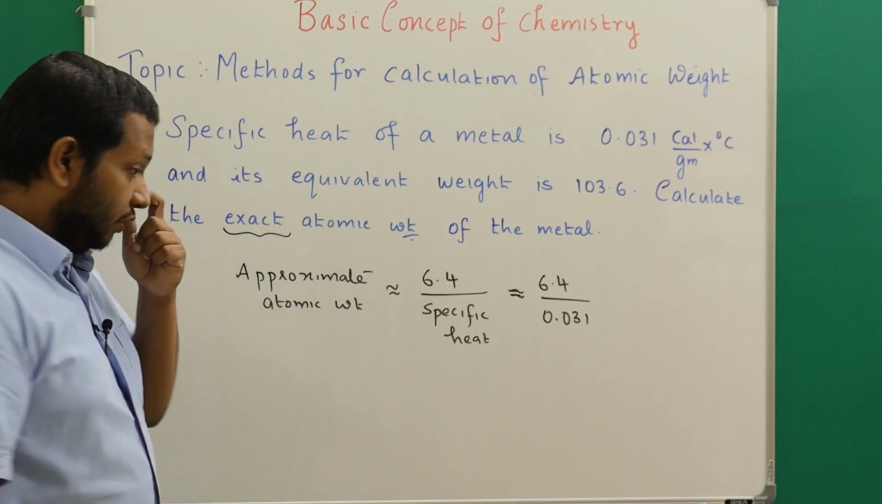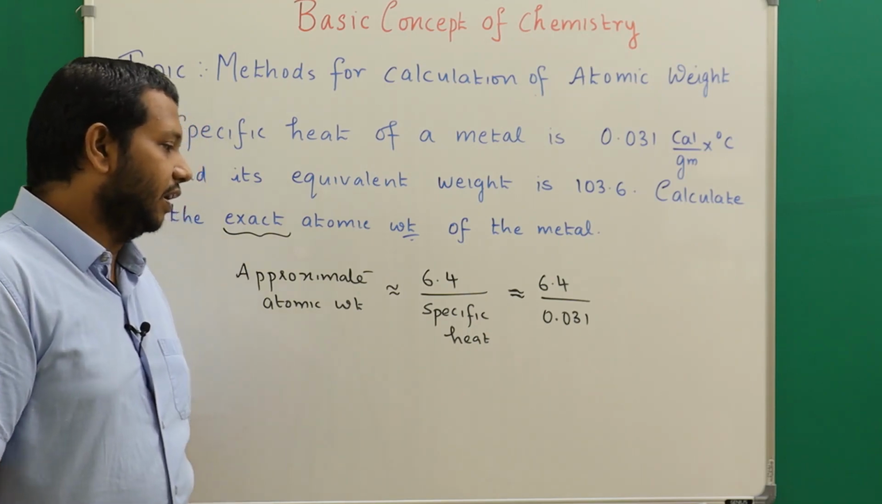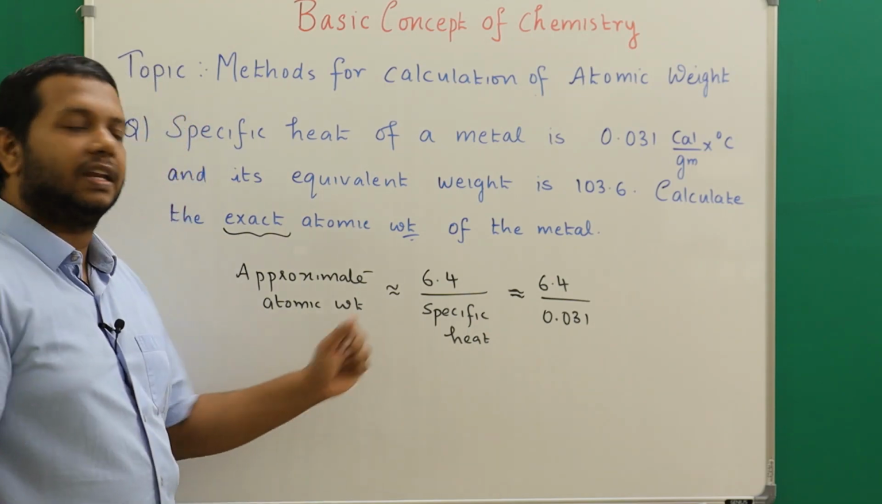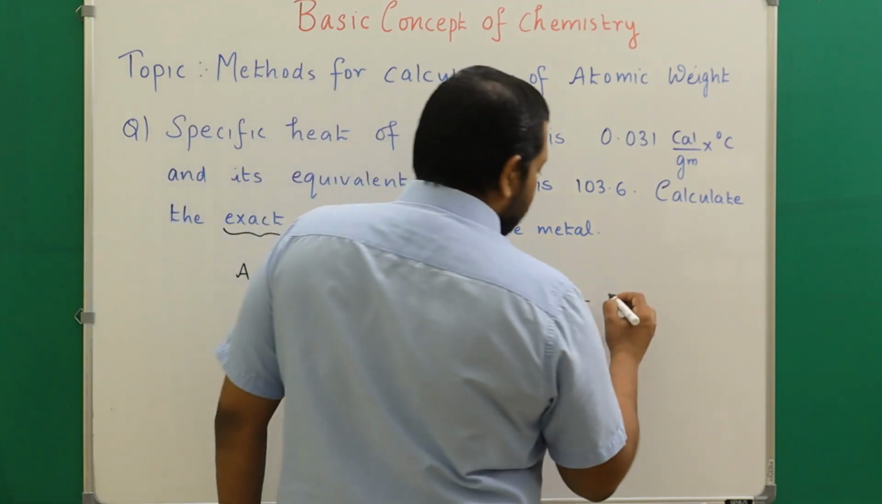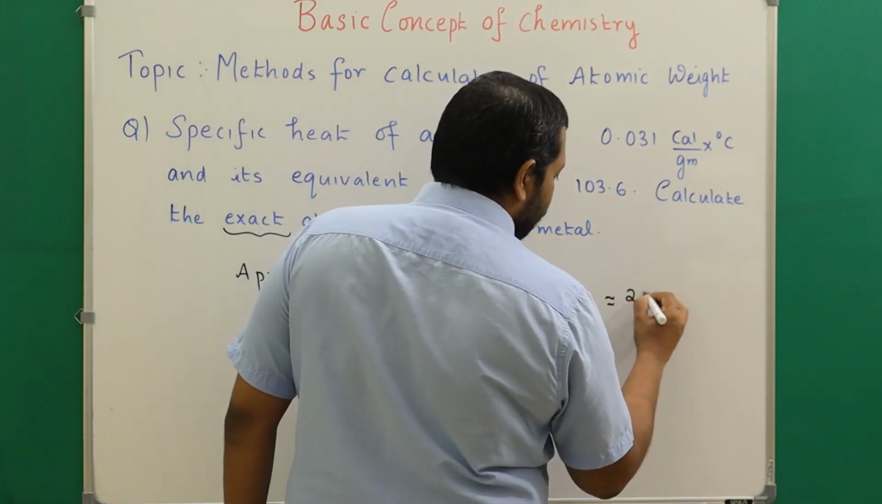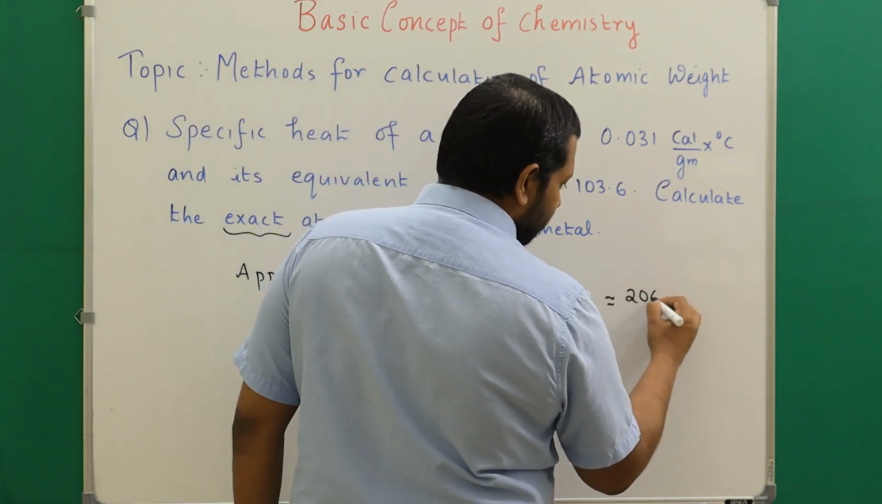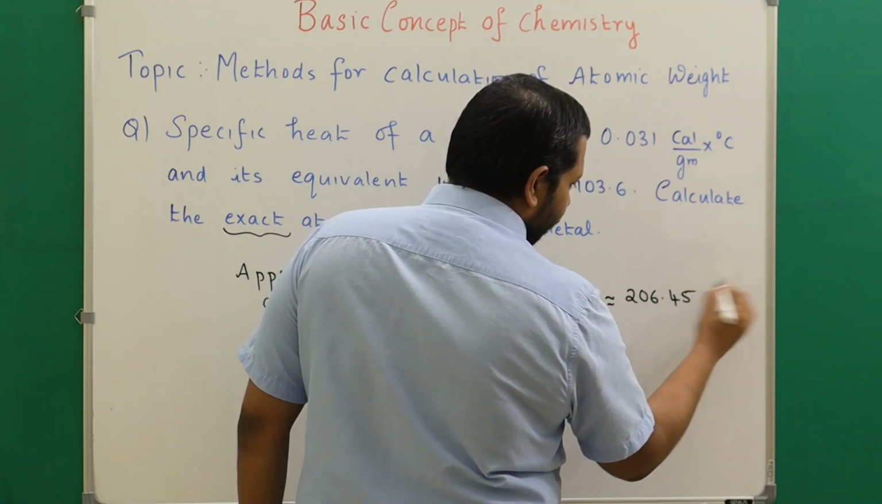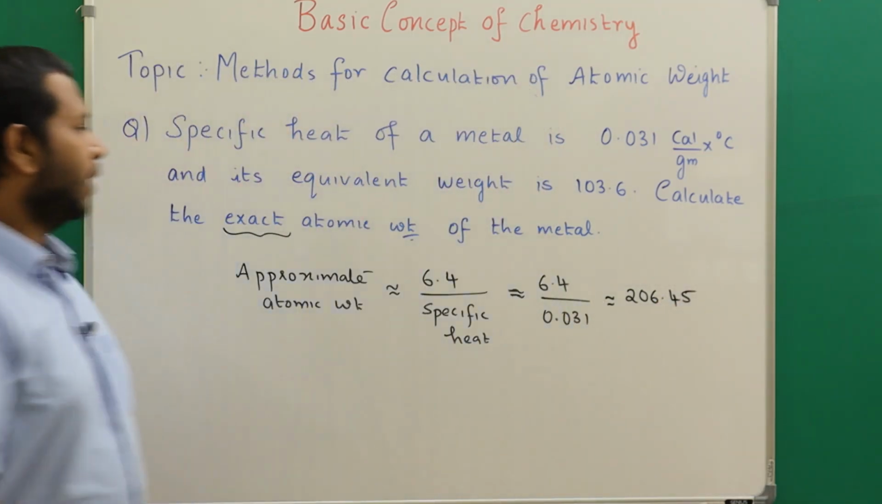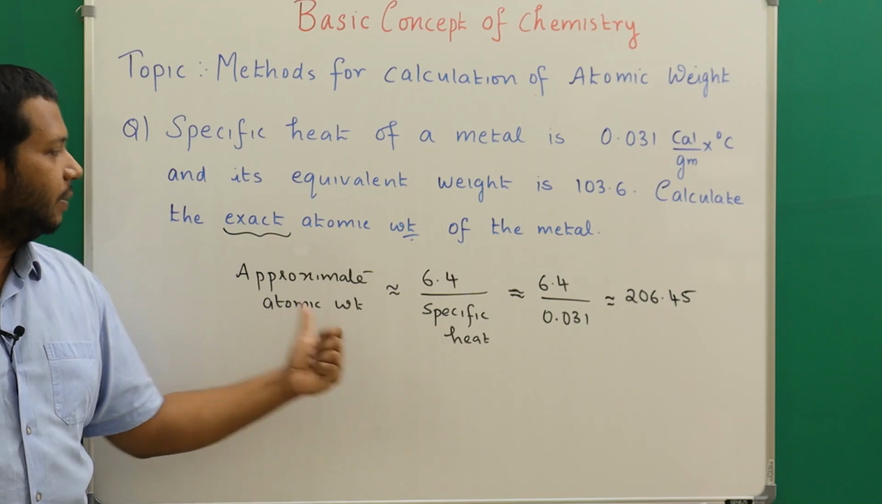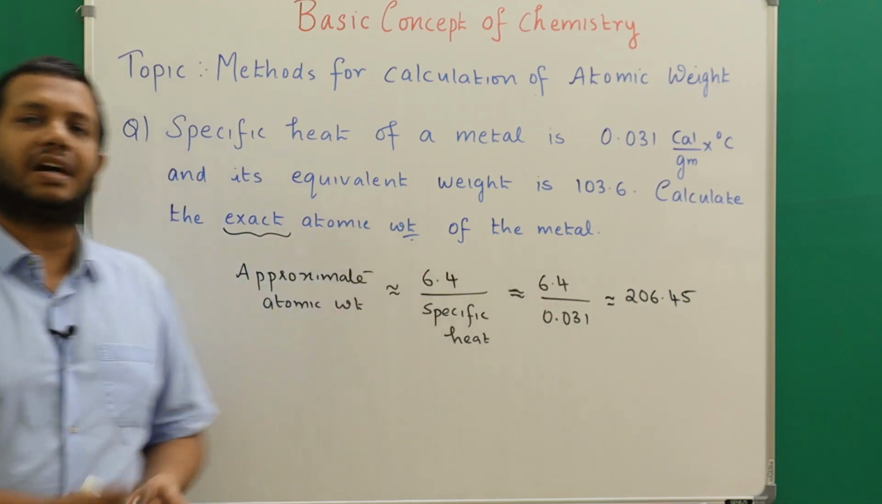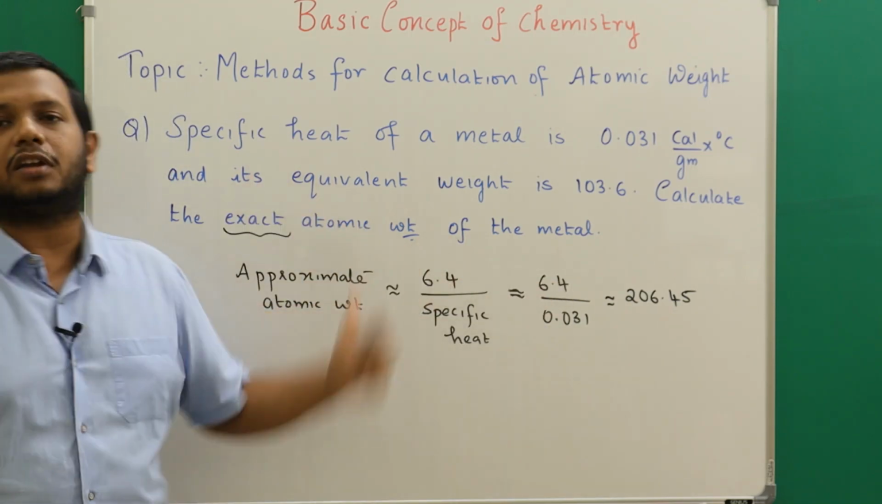So when you do this, what is the value you will get here? You will get a value which is equal to 206.45. Okay, so we are getting the approximate atomic weight here, but is that the correct answer? They are asking you the exact atomic weight.